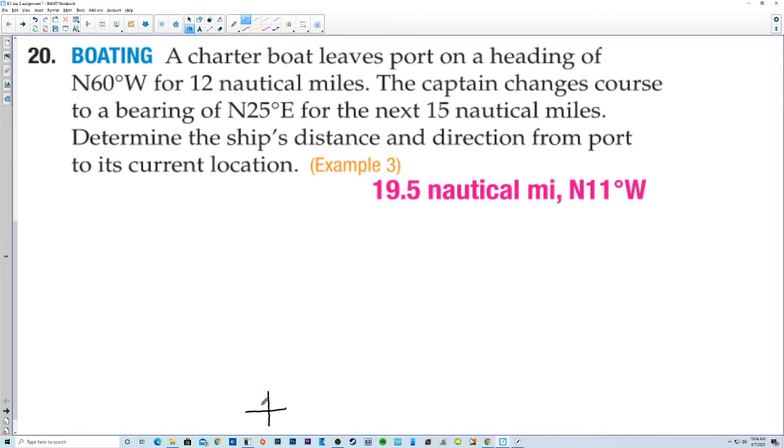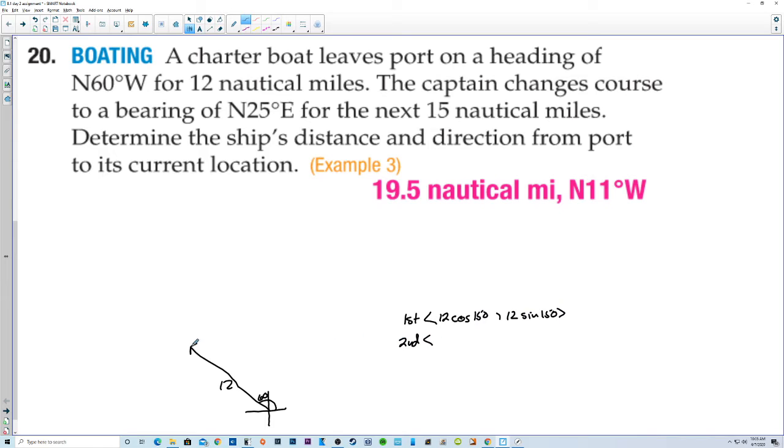12 nautical miles, 60 degrees west. So 60 degrees west, and we'll call that 12. So that's 12. This is the 60. So if I add 90 to that, that's going to be 150. So the first part of the leg of the trip is 12 cosine of 150 and 12 sine of 150.